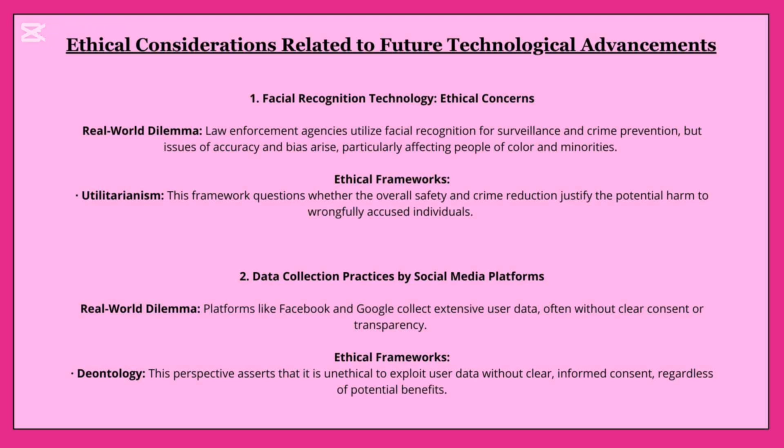So, number 1, facial recognition technology. Ethical concerns. The real-world dilemma: law enforcement agencies utilize facial recognition for surveillance and crime prevention, but issues of accuracy and bias arise, particularly affecting people of color and minorities. Ethical framework: utilitarianism. This framework questions whether the overall safety and crime reduction justify the potential harm to wrongfully accused individuals.